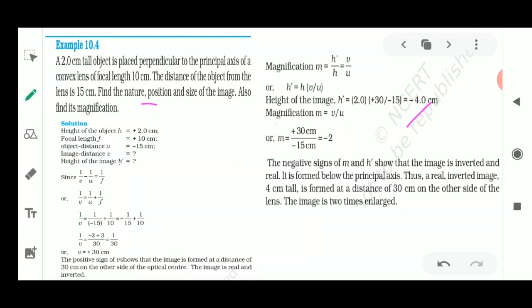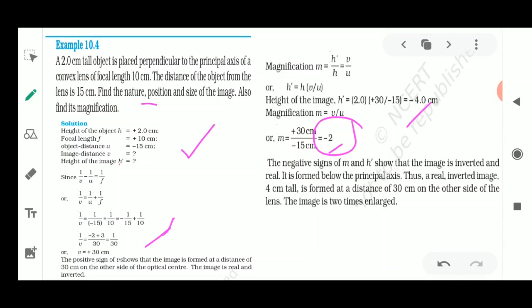What is this 30? 30 is the image distance, which we have found to be plus 30 centimeters. So we keep it as the numerator, plus 30 centimeters, divided by minus 15 centimeters. Why minus 15? It is the object distance, which was already given in the question. And we get the magnification as minus 2.